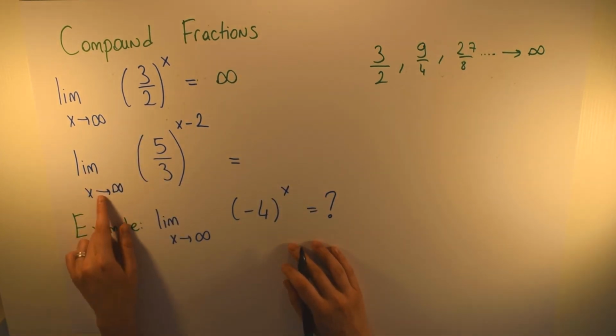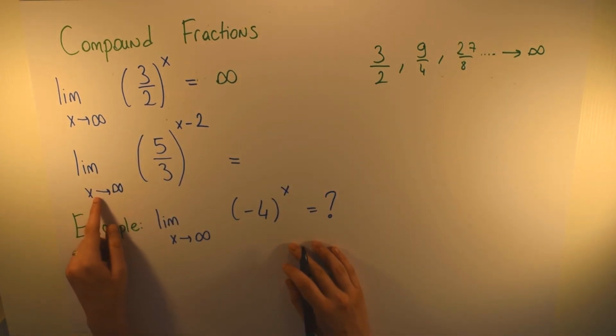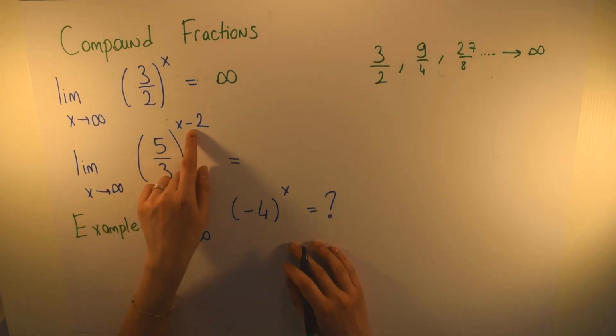Okay, so let's look at this one. Here we have the limit as x approaches infinity of 5 over 3 to the power of x minus 2.